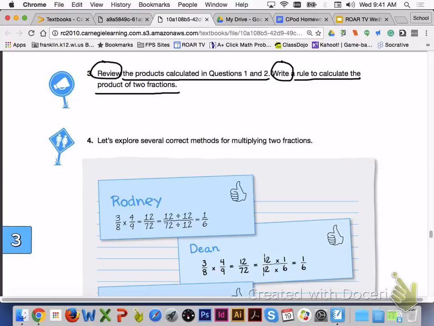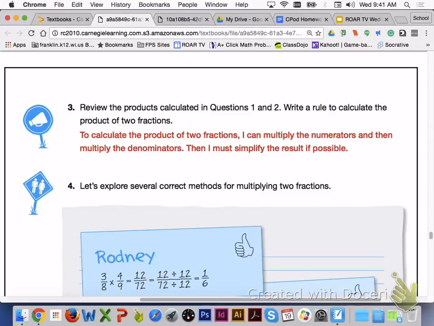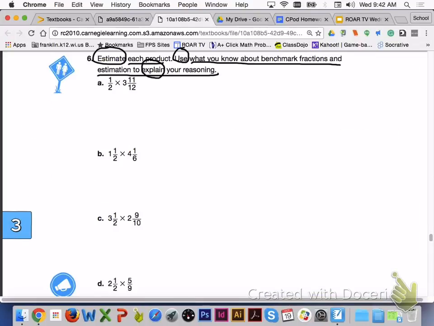Turn to page 192, answer number 3 with your group members. To calculate the product of two fractions, you can multiply the numerators and then multiply the denominators. When you are done doing that, you must simplify the fraction if possible. Turn to page 194, answer number 6, letters A through D with your group members.